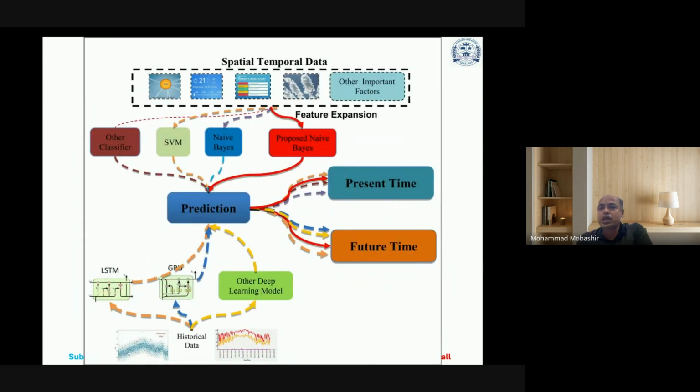Now, if you are working on spatial temporal data, then what algorithms can you use for prediction? For example, support vector machine SVM, naive Bayes algorithm, then here proposed naive Bayes, and then go for prediction for present time, future time. Other deep learning models could also be used for further exploration.